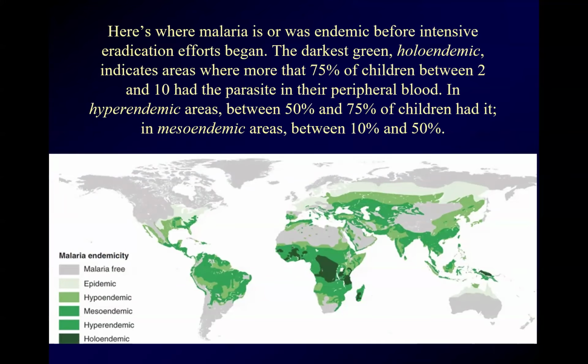Before intensive eradication efforts began, this is where malaria is or used to be endemic. In those darkest areas, you can see in Central Africa, those are areas where more than 75% of children between 2 and 10 had the parasite in their blood. And you can see we used to have this in the eastern United States, all the way up into Canada. Malaria could be a health risk. It used to be endemic in Arkansas. People used to get chills and fever and occasionally die from malaria infection.